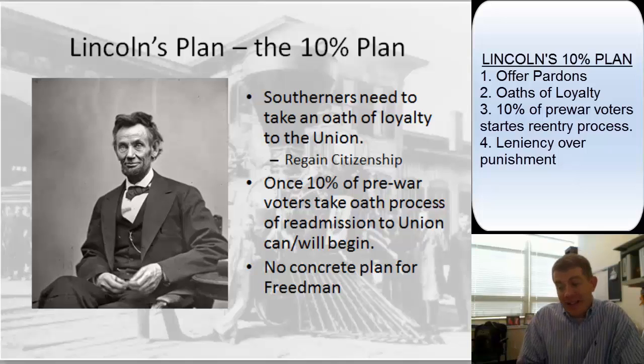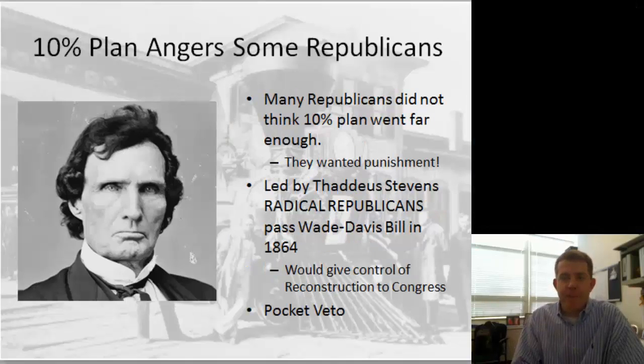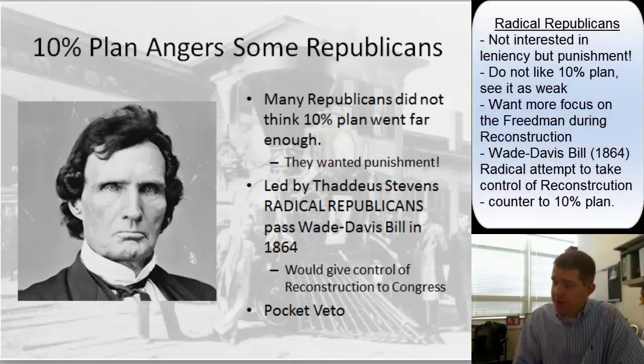Lincoln's plan leads directly to counter plans, and I'm going to share one of those with you. Some of the people in his own party, some Republicans, do not like the 10% plan. And this is a picture here of Thaddeus Stevens. Thaddeus Stevens is what we would call a radical Republican, a person who believes that Reconstruction needs to go a little bit further. And by a little bit, I mean a lot.